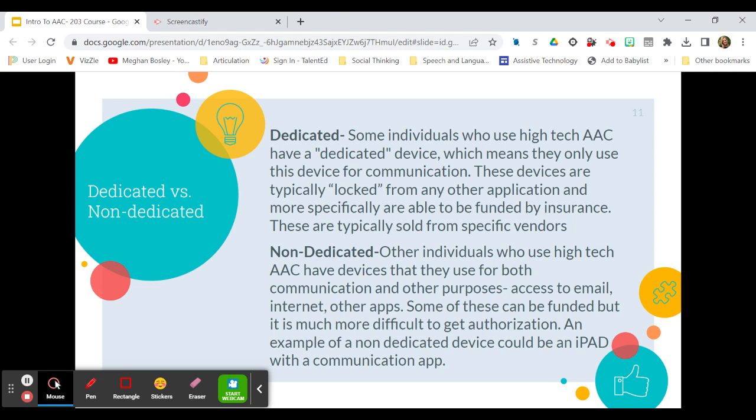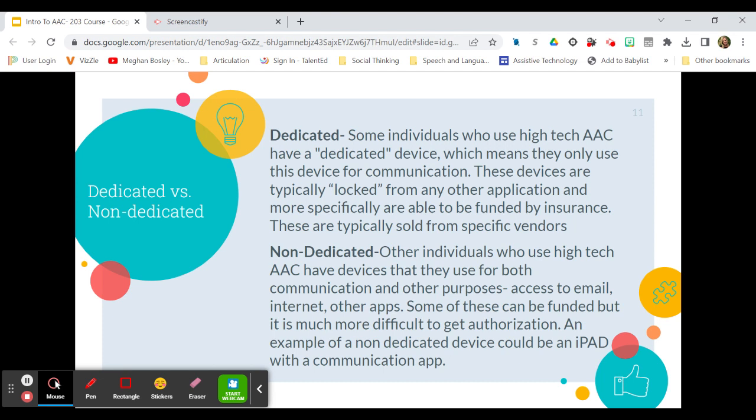Some individuals who use a high-tech AAC might use a dedicated device because this device is only used for communication. That means it's typically locked out from any other application. More specifically, the dedicated devices are able to be funded by insurance, and they are typically sold from very specific vendors. So if a parent is going through early intervention, maybe, or has a private speech therapist, that private speech therapist might help them get a device funded through insurance.